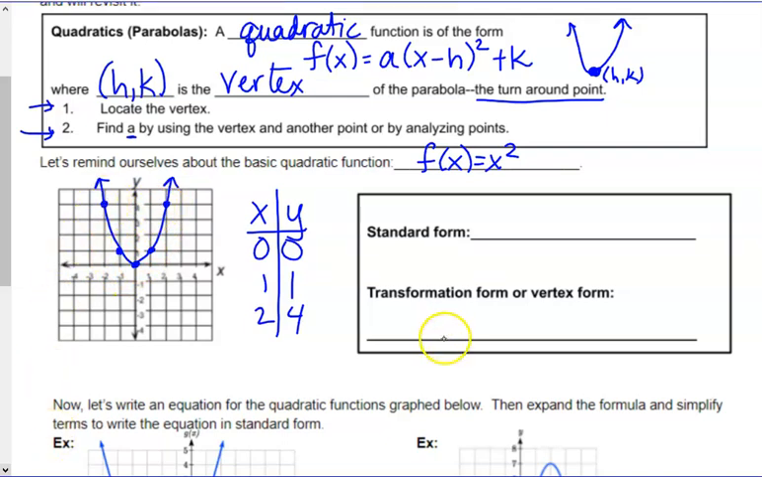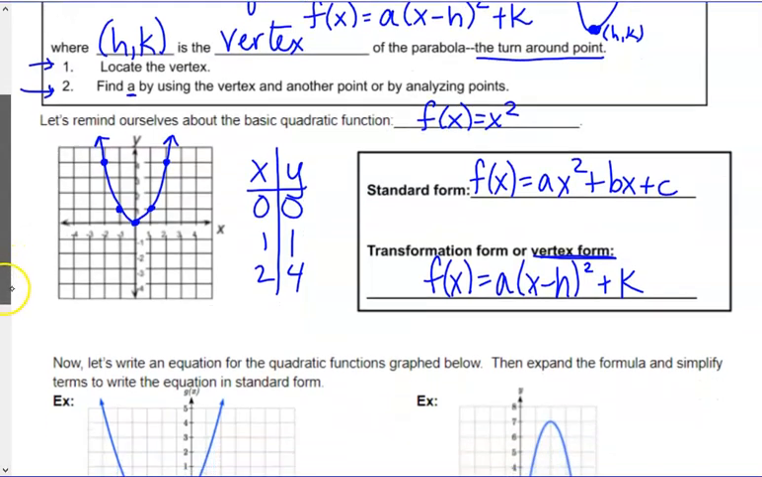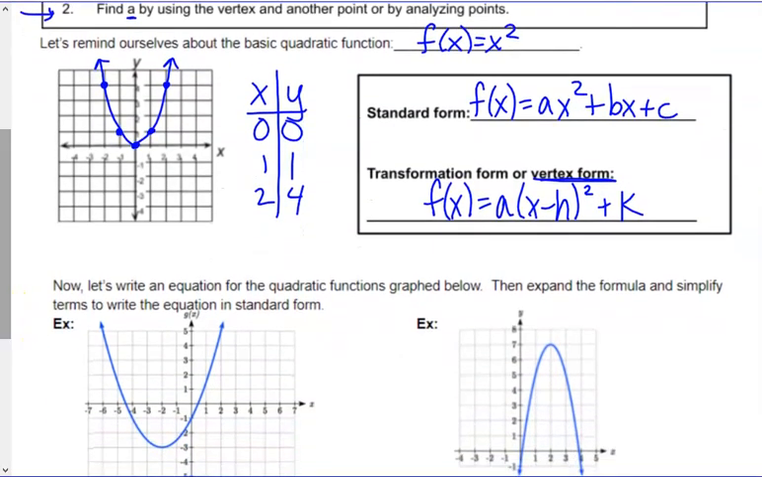So, what we have written up above, f of x equals a times x minus h squared plus k, is what they refer to as the transformation form. This book normally talks about the vertex form. So if they ask you to put something in vertex form, this is the form that we want. But there is another form for quadratics that we use quite often. That is what we refer to as the standard form, and that is f of x equals ax squared plus bx plus c. So eventually we're also going to be able to take that standard form into a vertex form that can make it very nice to graph.